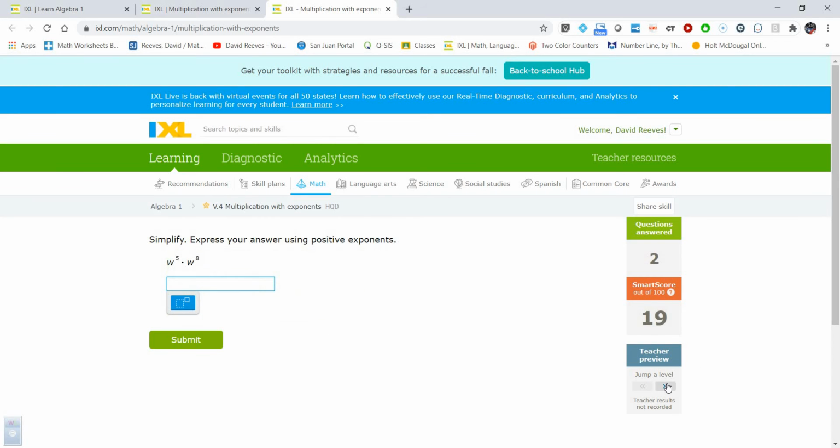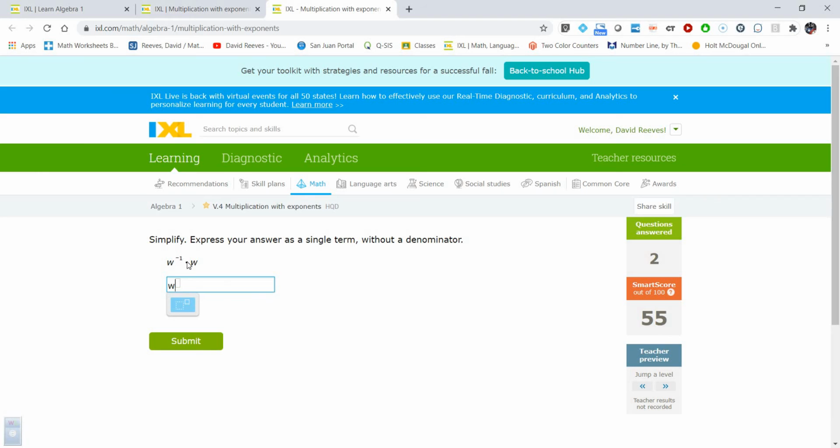All right, let's jump up to the next level, see if it gets more challenging. Ooh, a hair more challenging. All right, here we go. The base is w, right? Now, we haven't talked about what negative exponents mean, all right?